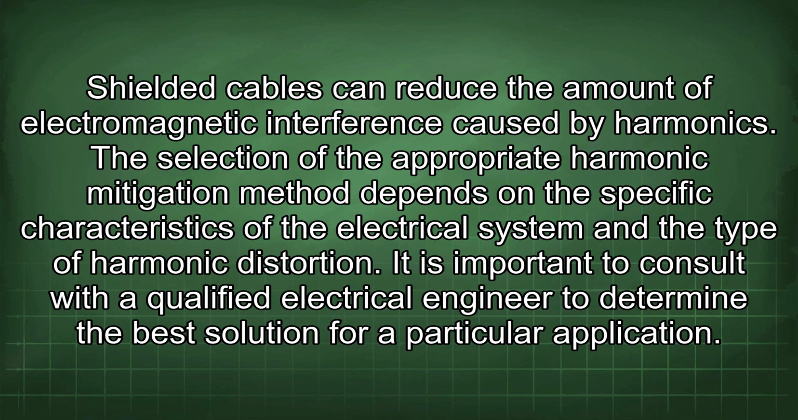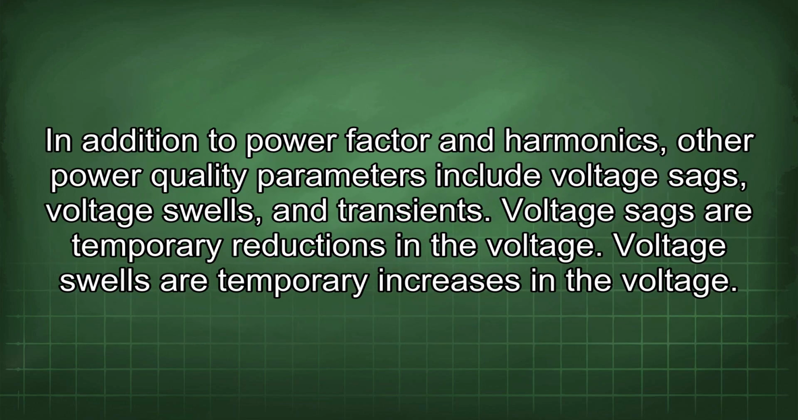The selection of the appropriate harmonic mitigation method depends on the specific characteristics of the electrical system and the type of harmonic distortion. It is important to consult with a qualified electrical engineer to determine the best solution for a particular application. In addition to power factor and harmonics, other power quality parameters include voltage sags, voltage swells, and transients.